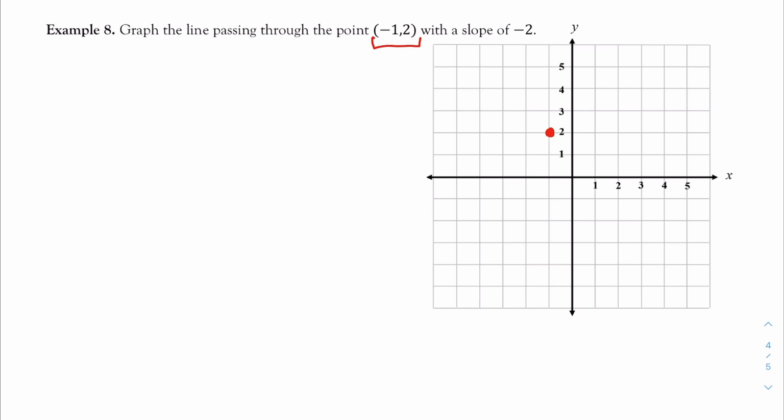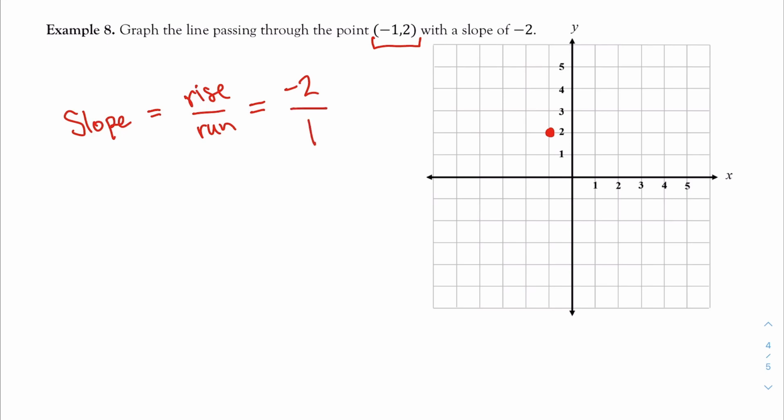I don't have another point, so I can't graph that second point, but I do have the slope. And remember, slope is an indication of the rise over run. This actually measures from one point on my line to another point on my line. How must I rise and how must I run to get to another point? Well, here we said the slope was -2. And remember, -2 can be written as -2 over +1.